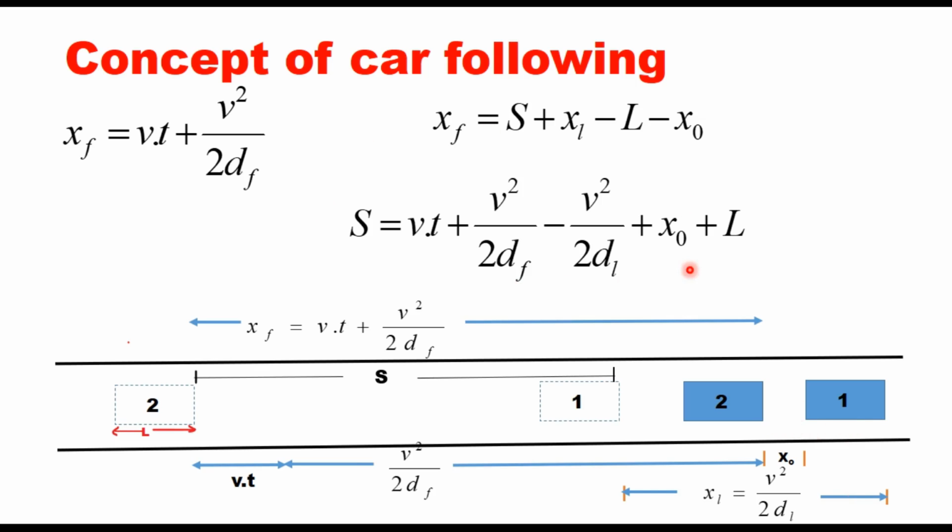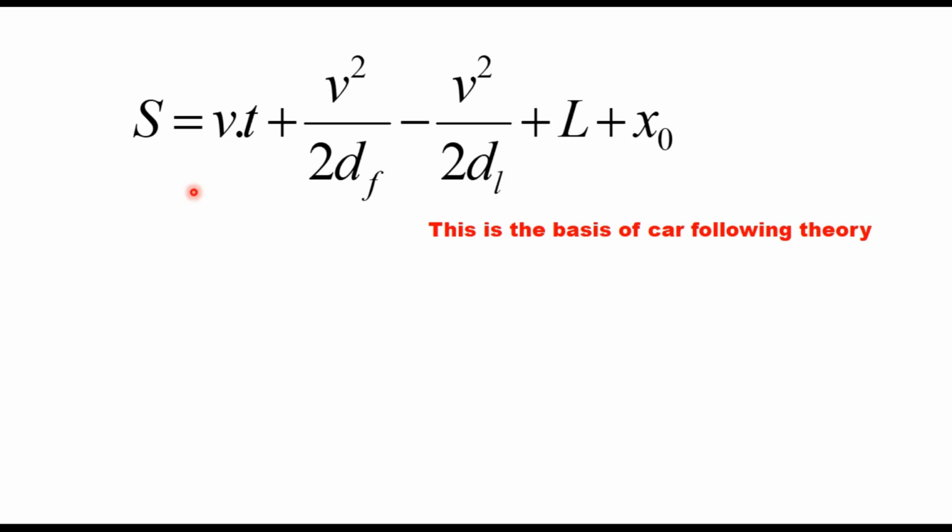Or if you rearrange these, then you can write down that S is equal to V into T plus V square upon 2 DF minus V square upon 2 DL plus x0 plus L. This is the basis of car following theory, this equation. For given parameters, it is possible to compute the necessary spacing so that the following vehicle will just be able to avoid a collision by anticipating the action of the lead vehicle.